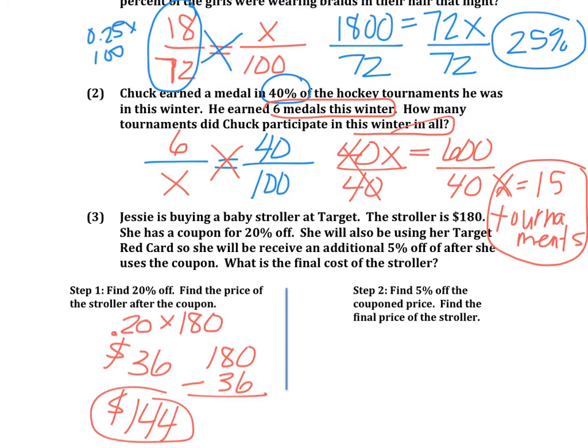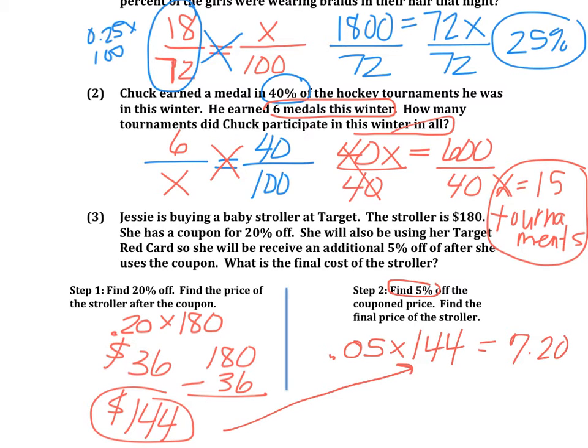Next, it says she's going to get an additional 5% off the coupon price. So we're going to take 5% times the coupon price times the 144. So we'll take 5% times the 144. That's going to give us $7.20. This is the discount in addition to the coupon.